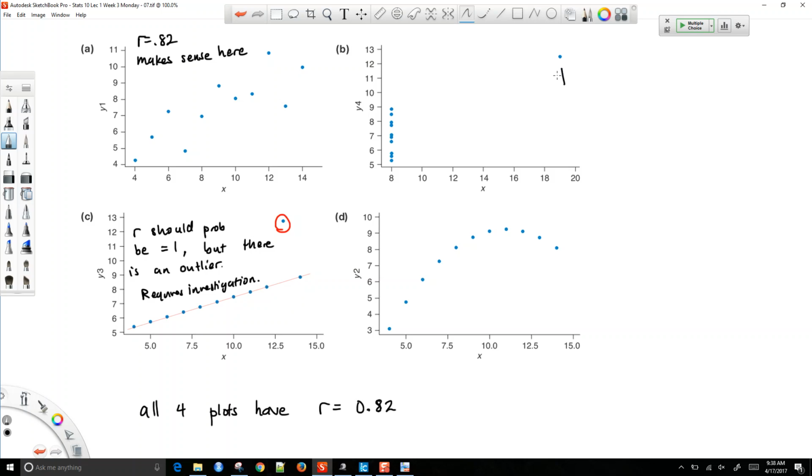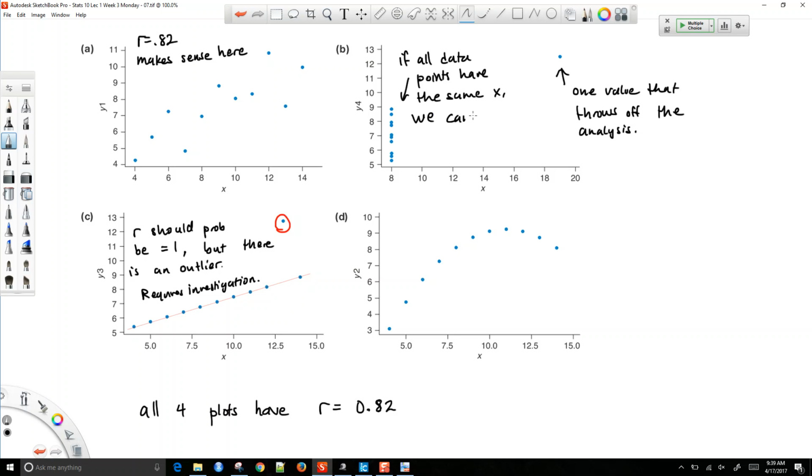So again, here is just one value that throws off the analysis. And if all your data points have the same x, we cannot establish a relationship with y.